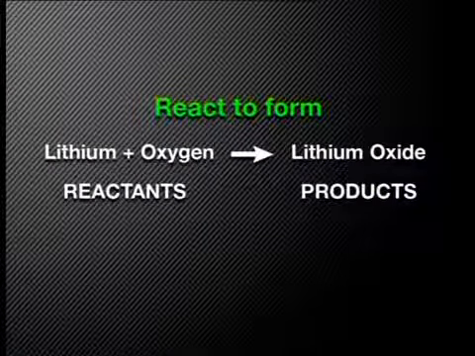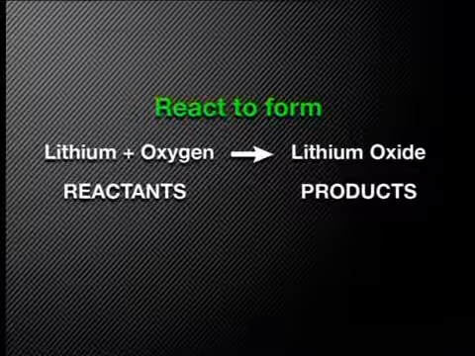Now let's write chemical equations to describe the chemical changes we have observed. Remember, the first step is to write a word equation for the reaction of lithium with oxygen. When we read this, we say, lithium and oxygen reacts to form lithium oxide. Lithium and oxygen are the reactants, and lithium oxide is the product.